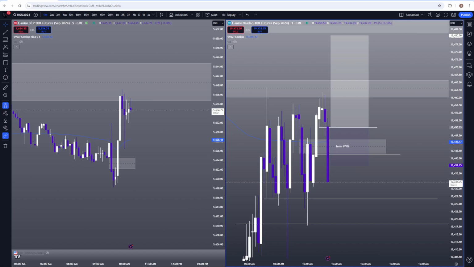Look at this manipulation we're seeing. This chop has been pretty crazy at this level. Once we hit that hourly, we've only chopped. So I will not be getting an entry here. Not right now, at least. Looks like we're going to completely come down and disrespect both of those levels.